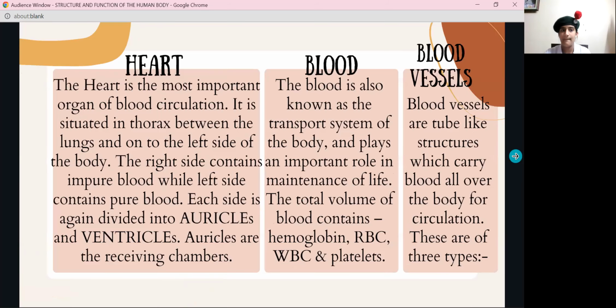Okay. Then is the heart. The heart is the most important organ of blood circulation. It is situated in the thorax between the lungs and onto the left side of the body. The right side contains impure blood, while the left side contains pure blood. Each side is again divided into auricles and ventricles. Auricles are the receiving chambers.